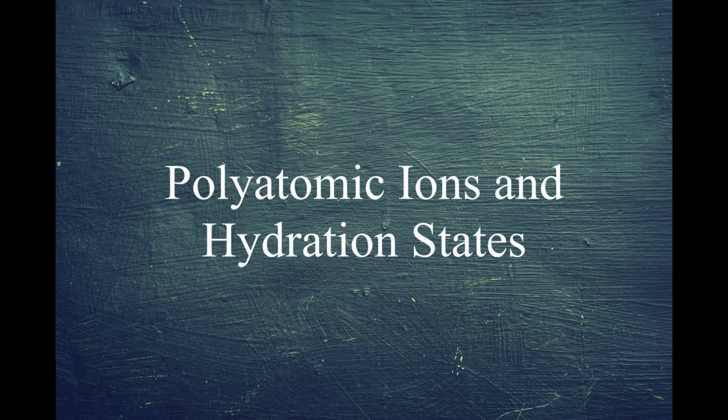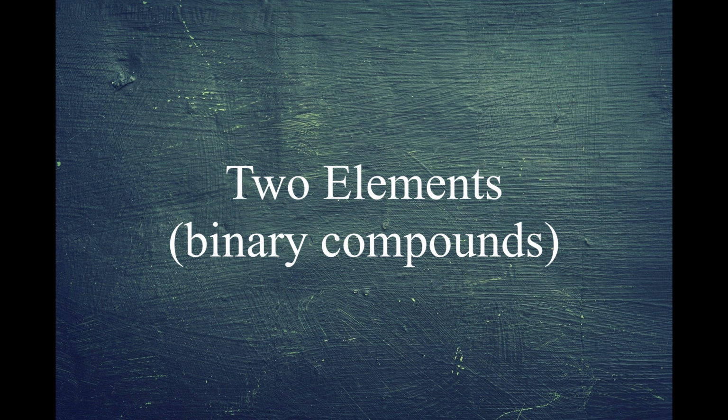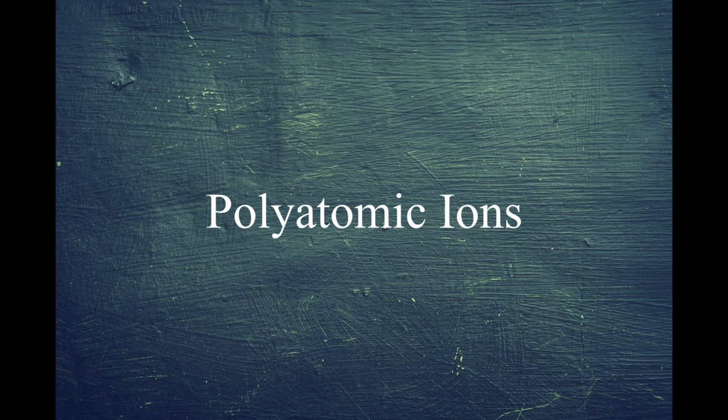The final thing we must discuss with ionic compounds are the polyatomic ions and the hydration states. Before, we were discussing ionic compounds with just 2 atoms, an anion and a cation, which are also negative and positive, respectively. However, ions with more than 1 atom are called polyatomic ions.